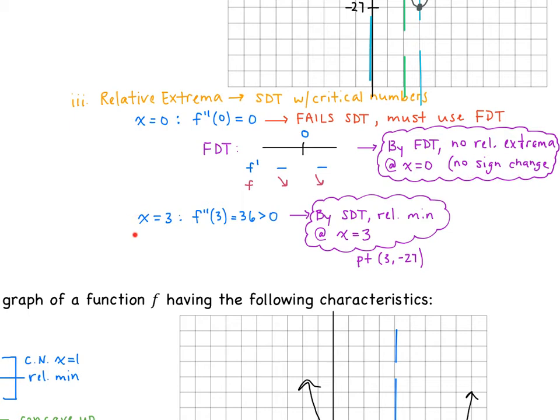Okay, so now let's check x equals 3. Again, we're plugging this critical number into the second derivative. Sorry about that, they're testing some of the bells. Anyways, when you plug 3, the critical number, into f double prime, we get 36, which is greater than 0. So that works. We can say by the second derivative test, we have a relative minimum at x equals 3. And if we wanted to be more specific, the point occurs at (3, negative 27).